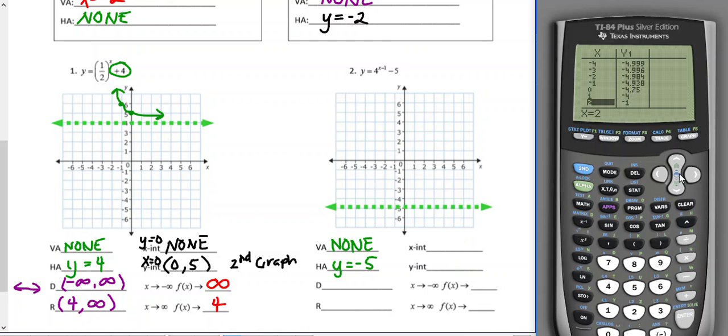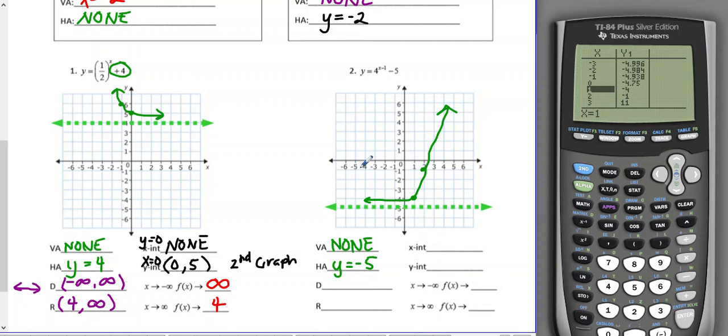And I'm going to plot 1, -4, and 2, -1, and it looks like that's all I can plot. So then I'm going to graph. Hopefully yours looks better than mine. Then we can figure out the rest.